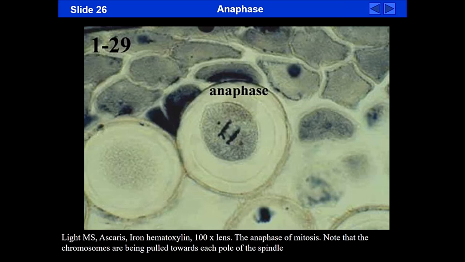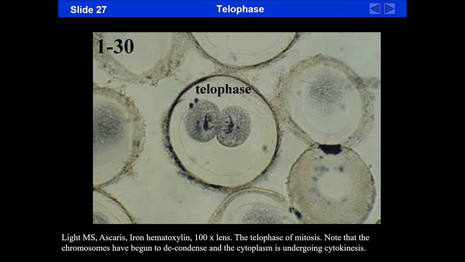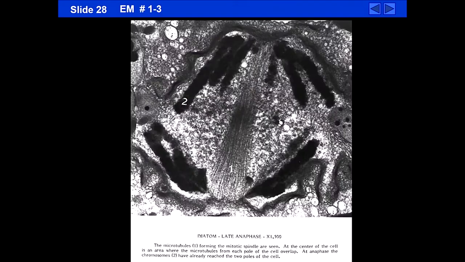Okay, telophase is the end of the process of mitosis in terms of the separation of the chromosomes. You can see the chromosomes have separated, and now you're starting to get cytokinesis, where the cytoplasm is starting to form this cleft or trough that's going to divide the cytoplasm into two different cells. Questions, telophase? Here's an electron micrograph. You can see the mitotic spindle. These are microtubules, you'll recall. And the chromosomes have separated to opposite poles in this anaphase cell. Questions?